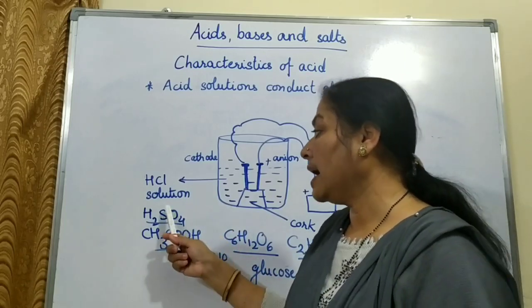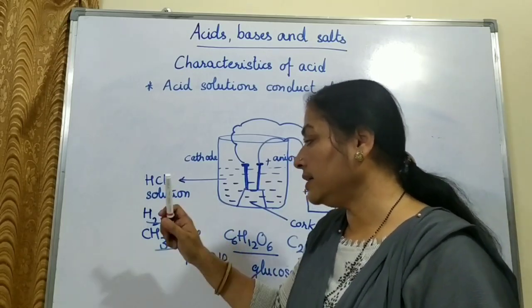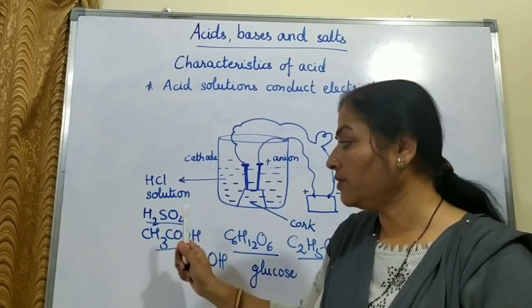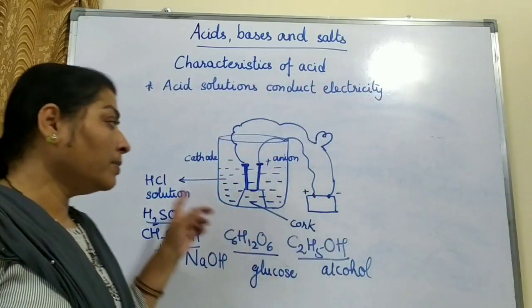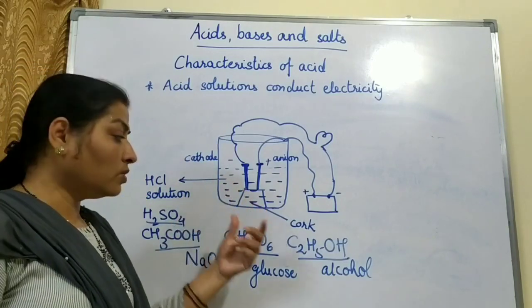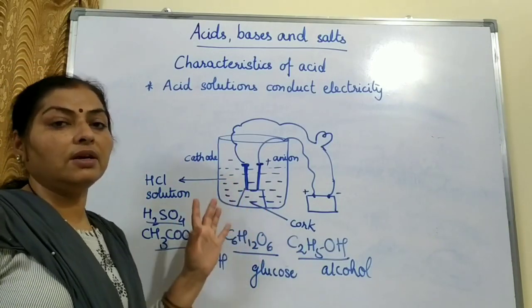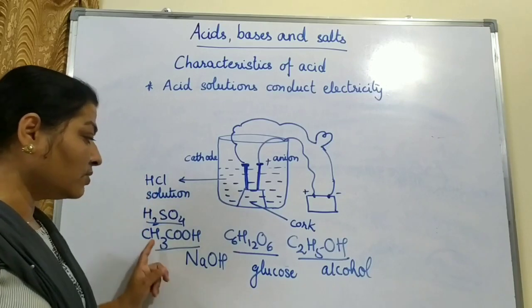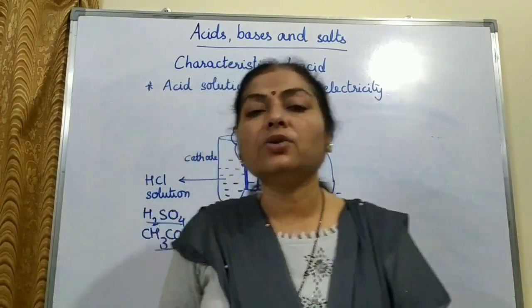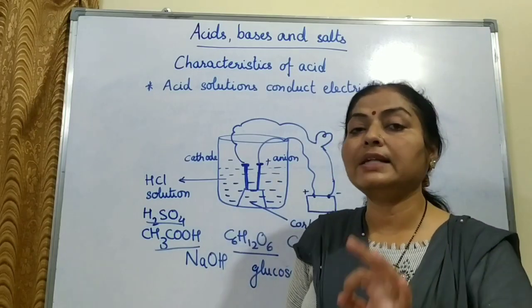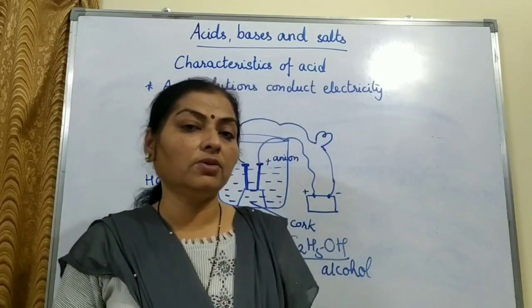On the other hand, acid, whether it is HCl, hydrochloric acid, or sulfuric acid, or acetic acid, can form H plus ions in the solution. So though glucose has hydrogen, it does not give any H plus ions, whereas these acid solutions give H plus ions. The basic requirement for any solution to conduct electric current is that it should give ions in aqueous solution.